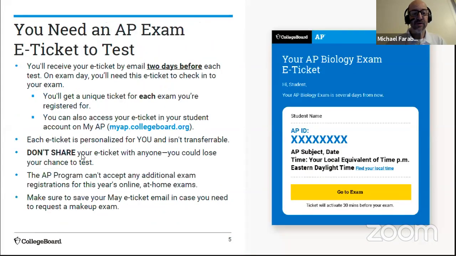On exam day, you will need an e-ticket to test, so there's information about that. And again, that will either be accessible to you in your email, but you can also get it, students, by logging in to myap.collegeboard.org.